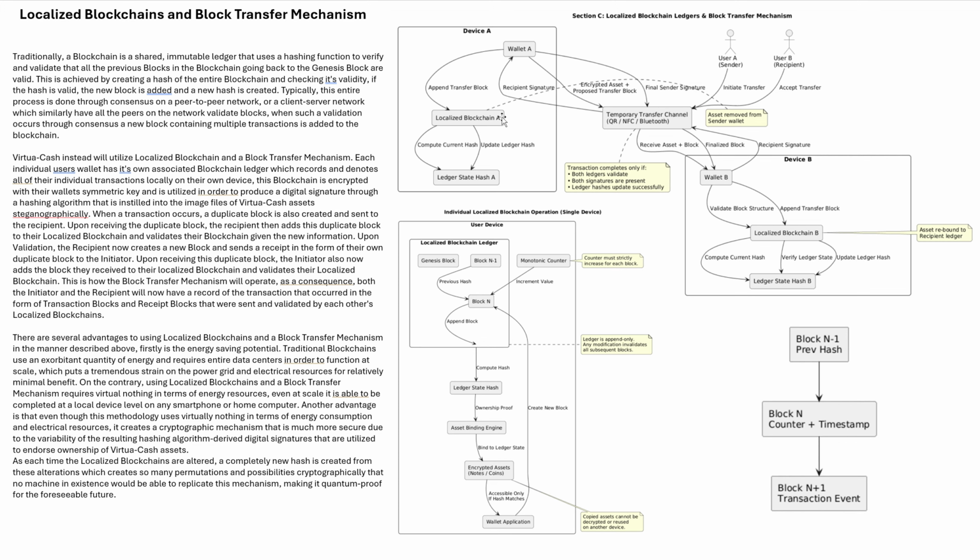Once that block has been hashed and validated to say, hey, this block is definitely valid on this side of the blockchain, a duplicate of the block is then sent over through this temporary transfer channel to device B. So then they receive the block that I sent over. They take this block, they add it to their blockchain, they validate their blockchain, they get their ledger state hash for ledger state hash B. This is then stage 1 of the block transfer mechanism.